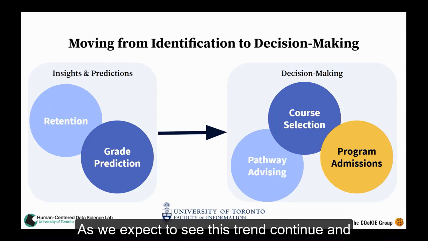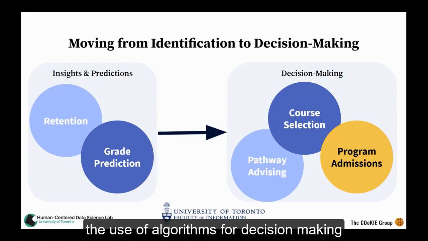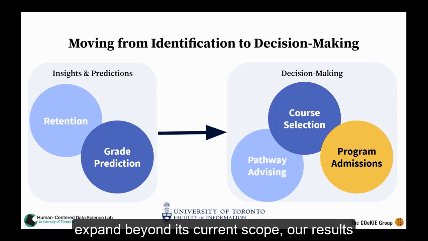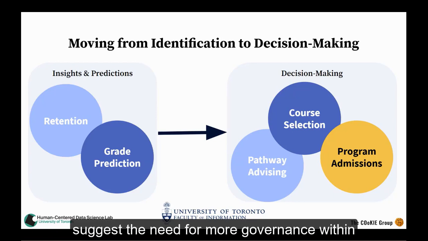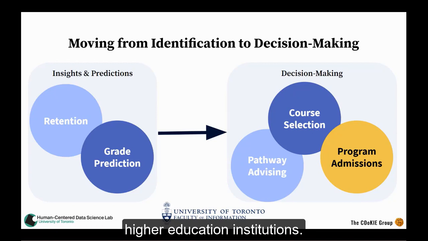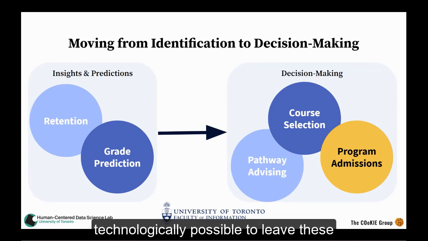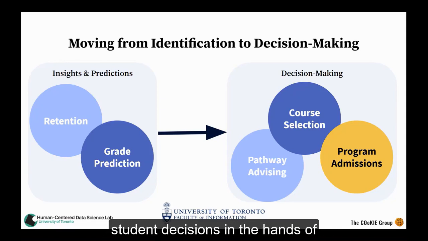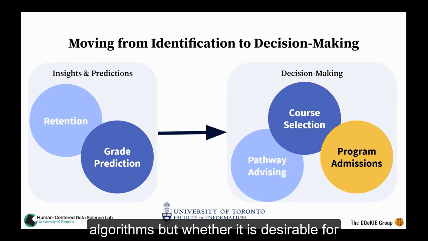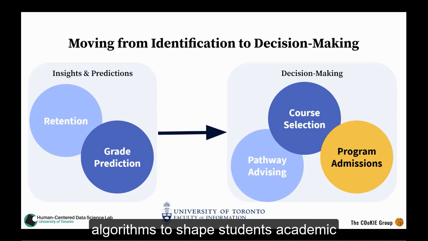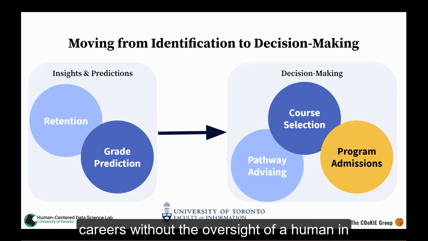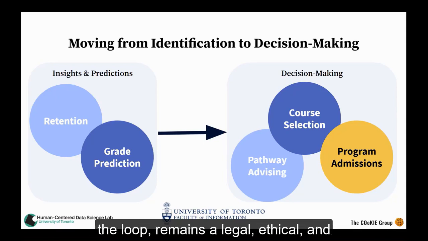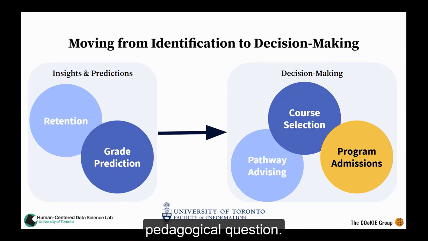As we expect to see this trend continue and the use of algorithms for decision-making expand beyond its current scope, our results suggest the need for more governance within higher education institutions. Our review indicates that it's certainly technologically possible to leave these student decisions in the hands of algorithms, but whether it is desirable for algorithms to shape students' academic careers without the oversight of a human in the loop remains a legal, ethical, and pedagogical question.